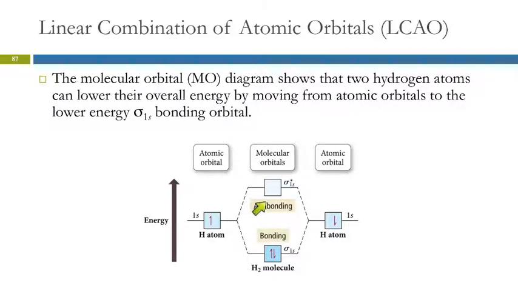Then in between, we're going to draw the two orbitals that form. Just like in valence bond theory, if you take two orbitals and you combine them, you end up with two orbitals. You don't get three, you don't get one, it's always the same number of orbitals. So we get this bonding orbital that's lower in energy, the anti-bonding orbital that's higher.